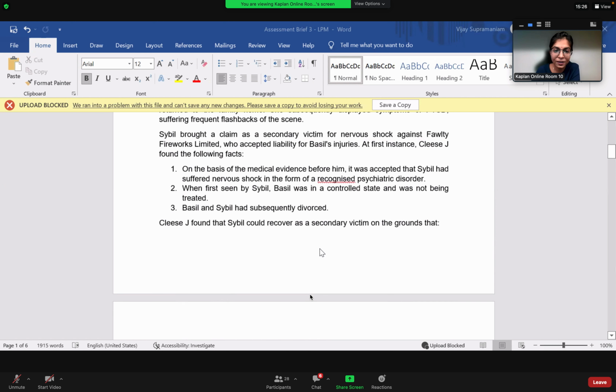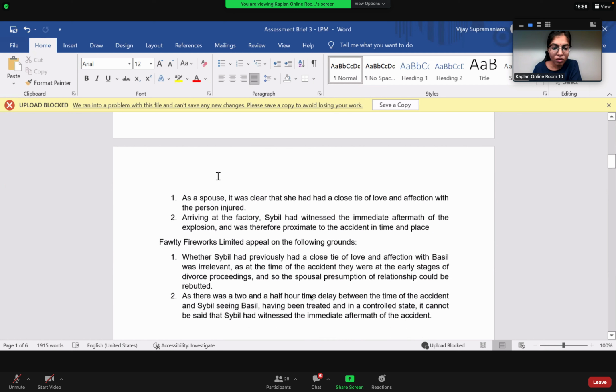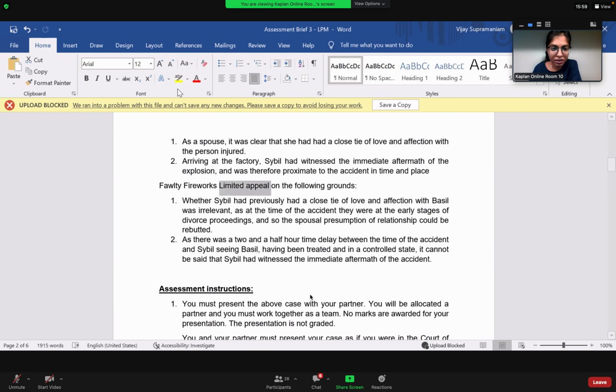As you can see, this case was decided in the court of first instance. What is the court of first instance? It means that it went to an English court. And why do we call this the court of first instance? Because this is the first court to decide on this case. It could be the county court in England. It could also be a high court. So this is what Justice Cleese found. Then what happened now? There's an appeal. So now you have to present your client's case in the appeal court.